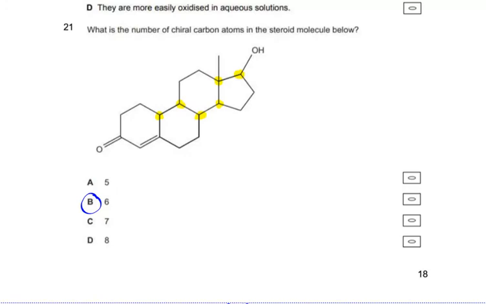Carbons involved in double bonds cannot be chiral, so you can't have a chiral carbon that's part of a carbon-carbon double bond or a carbon-oxygen double bond. And carbons that only have 2 bonds in a skeletal structure can also not be chiral because if there's only 2 bonds in the skeletal structure, it must be attached to 2 hydrogens, so there are not 4 different atoms or groups.